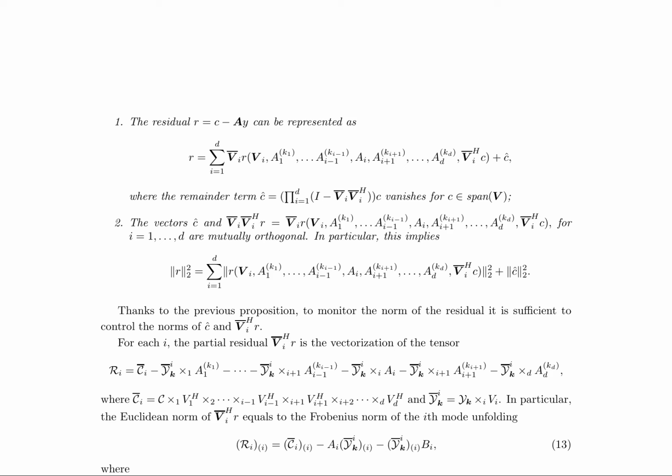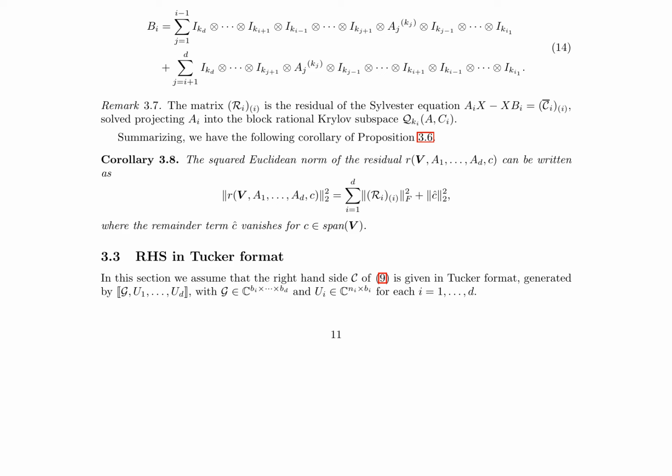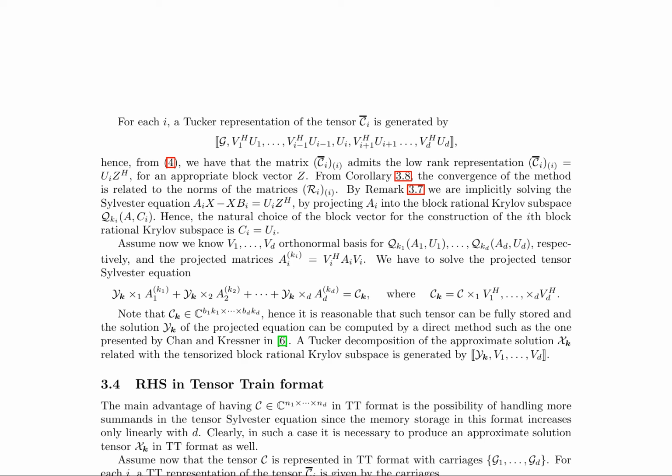The residual R can be represented as the sum of the vectorial products of the vectors V and VH, where VH is the vectorization of the tensor Re. The Euclidean norm of VH is equivalent to the Frobenius norm of the i-th mode unfolding of Re. This is a corollary of proposition 3.6, which states that the squared Euclidean norm of the residual can be written as the sum of the norms of the matrices Re, with the remainder term vanishing for C in the span of V. The convergence of the method is related to the norms of these matrices, which are solved by projecting into the block rational Krylov subspace Q_k(A_i, C).